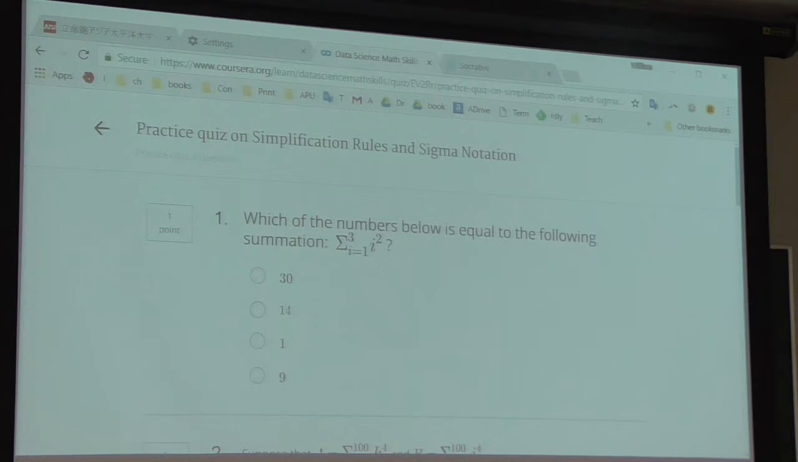This would be answer number 1. This would be number 2. This would be number 3. And of course, you just put in 1, 2, 3, or 4.